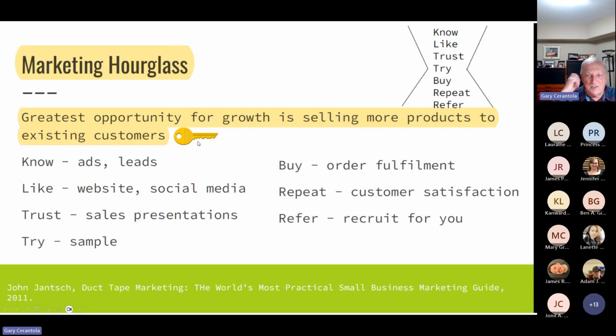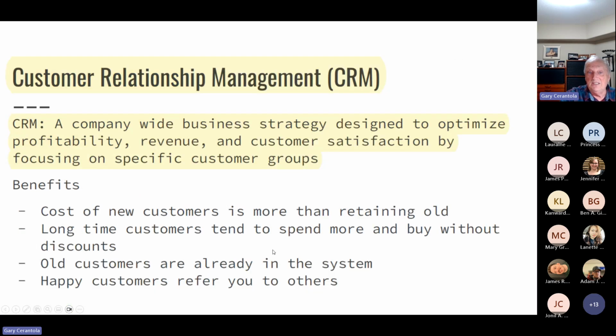Okay, so the greatest opportunity for growth is selling more products to existing customers. Just remember that. You already have these customers. It probably cost you a lot of money to find those customers to start with. So if you can sell more to them, then you already have that market, instead of going right from scratch and finding new customers for your newer products. So this is key to understand.